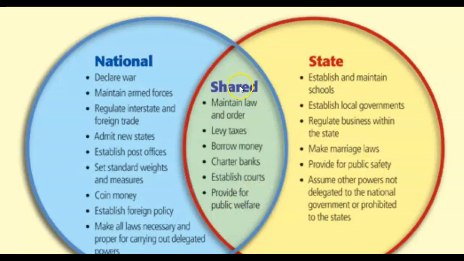Then you have what are shared powers, all right? Taxes and borrow money being two of the examples. So this is the diagram you should think of when you think of federalism: the division of power between the national government and the state governments. The fourth principle is separation of powers.